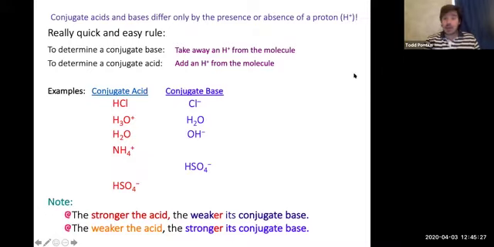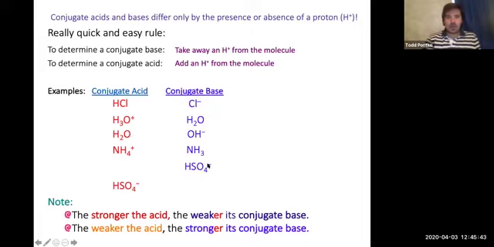Yeah, that's a great way of thinking about it. Acids and conjugate bases basically have inverse relationships to each other. I really like that. It's an excellent way of thinking about it. So NH4 plus, if we want to find the conjugate base, we take a proton away.